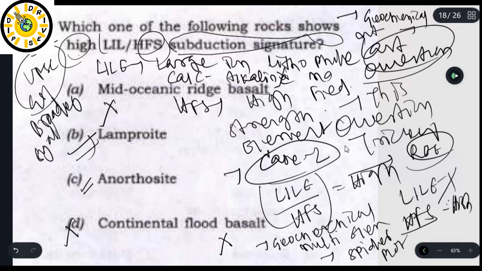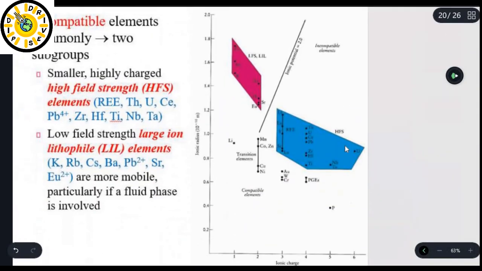And why lamproite? Lamproite is an ultra-potassic rock, right? Ultra-potassic rock. So that means the K will be higher, K2O will be higher. If you see also, the LILE to HFSE ratio will be higher. That means the LILE will be higher, right? Which is the LILE?